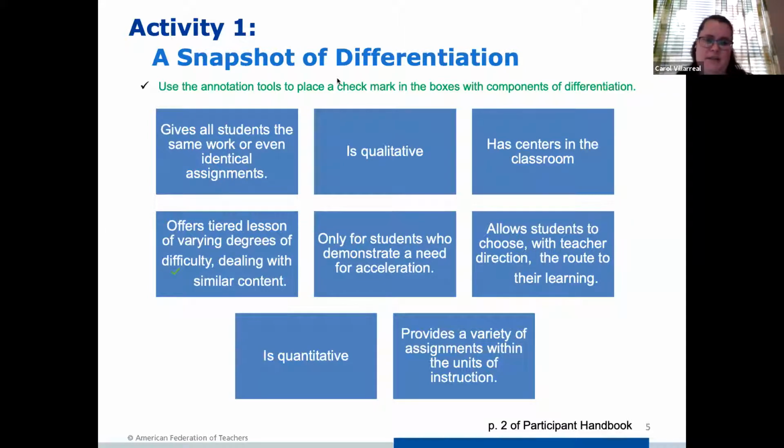Okay, so tiered lessons. Choice. Variety. Qualitative. I'll give you about a minute to add more, and then we'll look to see what is actually differentiation.